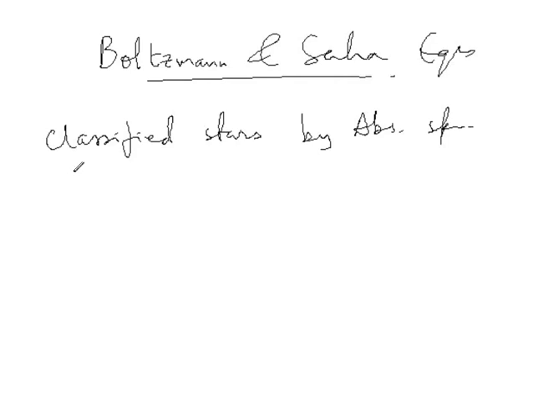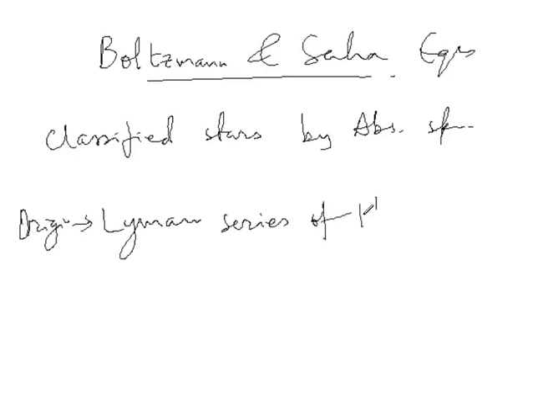Right. Well, we have also discussed that originally the stars were classified alphabetically, remember? When I say alphabetically, it means A, B, C, D, E, F, and this classification was done according to the strength of the Lyman series of hydrogen atom. So originally the classification was based on Lyman series of hydrogen atoms, right?